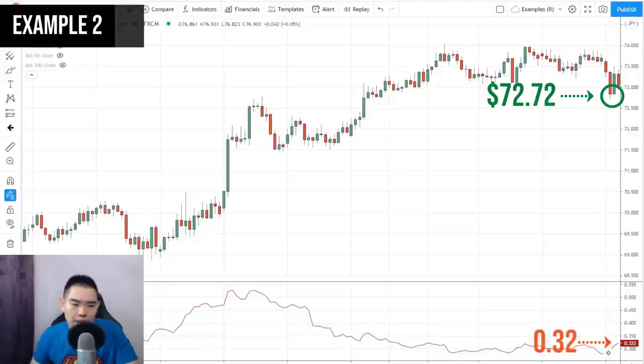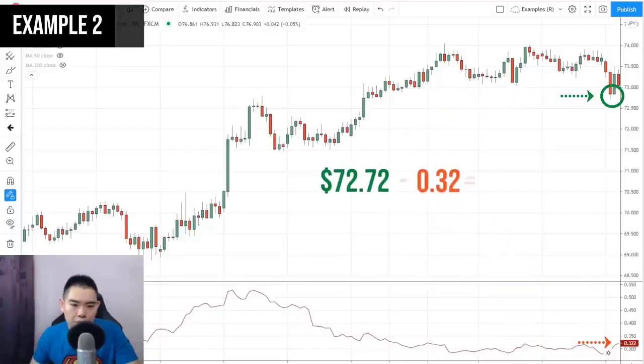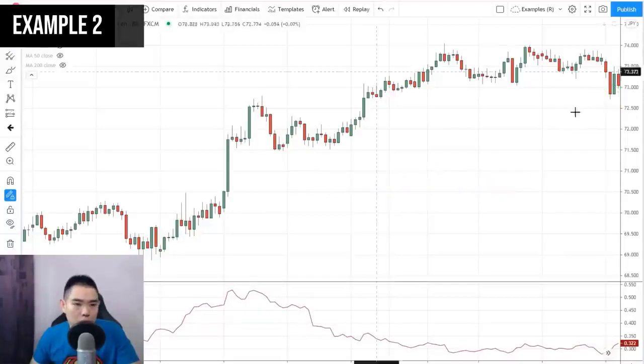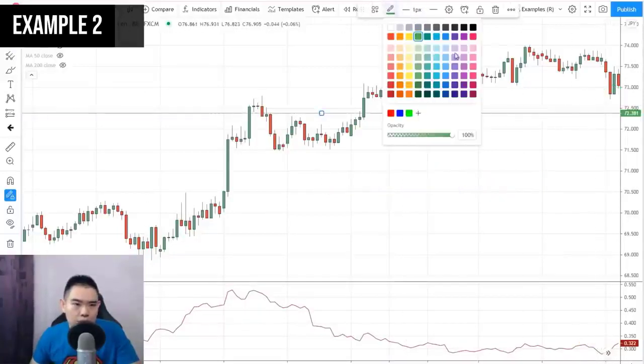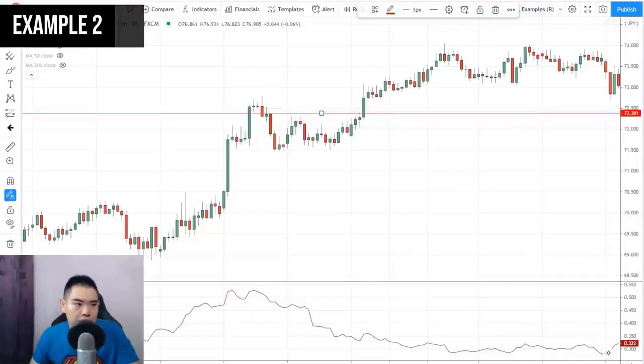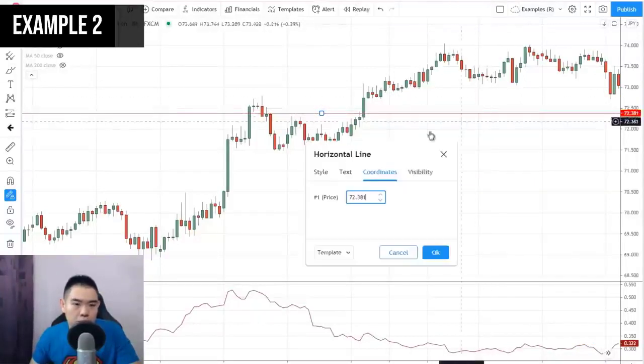72.72, and I minus 32 pips, which is 0.32. That is going to give me a value of about 72.4. Am I right? Okay. So what I'll do is I will set my stop loss at this level at 72.4. Change this to rate so you can see it better, and your stop loss will be at 72.4.